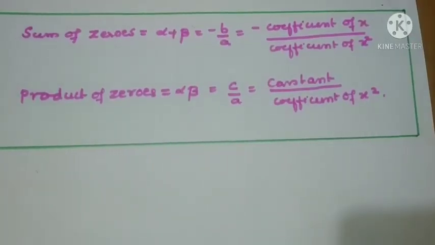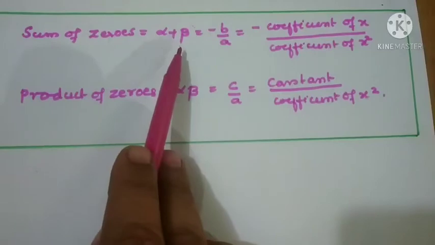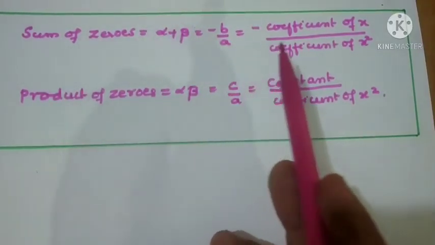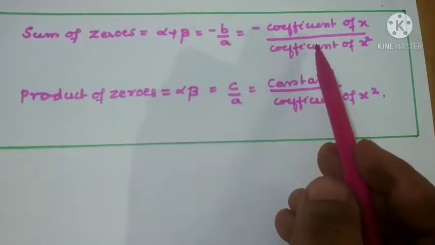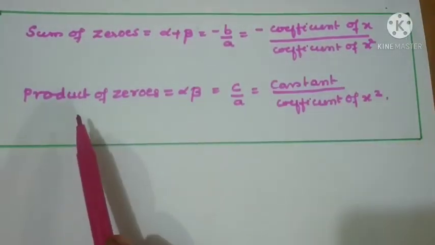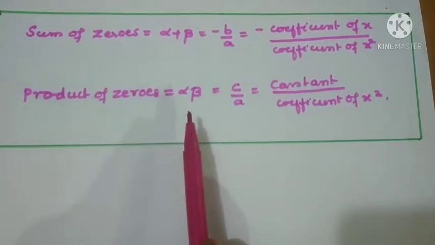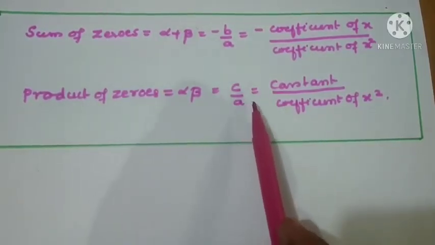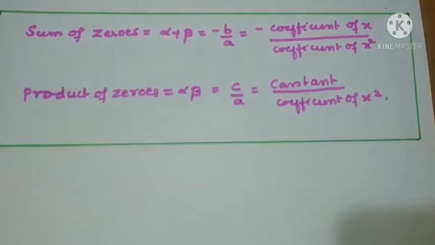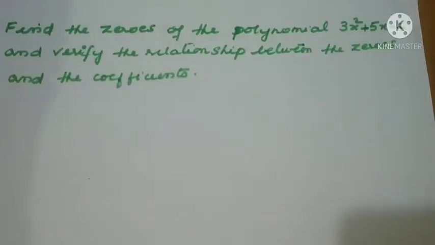So what we learned from here: sum of the zeros equal to alpha plus beta, equal to minus b by a, or minus coefficient of x by coefficient of x square. And another formula, product of the zeros equal to alpha beta equal to c by a equal to constant divided by coefficient of x square. So let us do one more example, then it will be more clear to you.